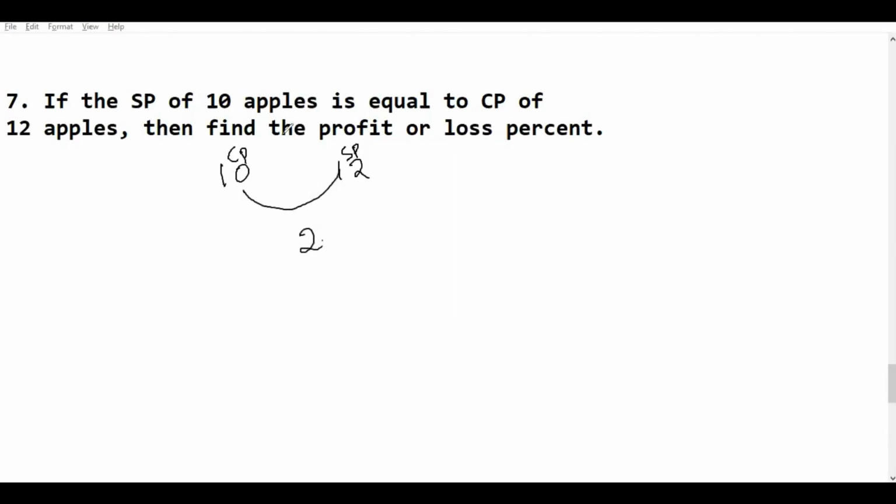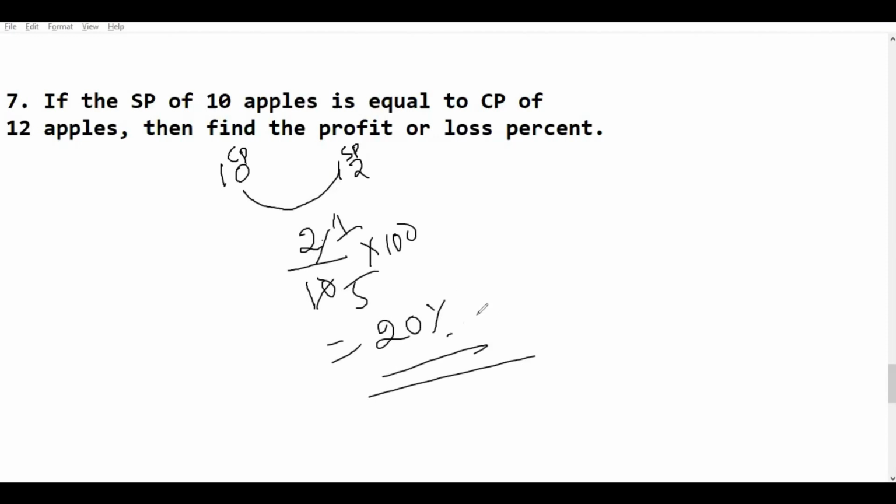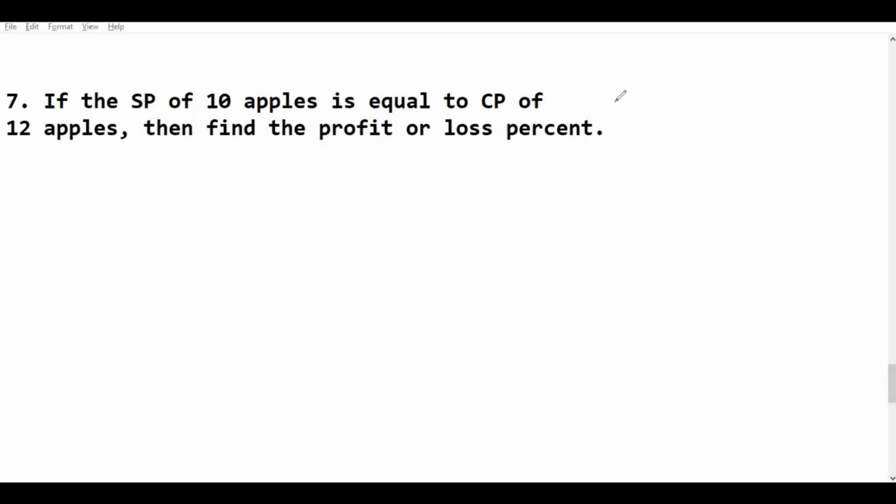What is the difference here? 2. According to the question, you are getting profit. When you are in profit, you are going to compare with the cost price. What is the cost price? 10. So 2 by 10 into 100 gives you 1 by 5. 1 by 5 is what, guys? 20%. Please understand, after reading the question, whether you are getting profit or loss.